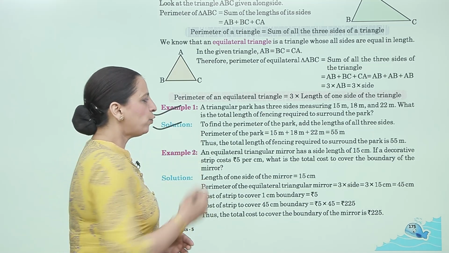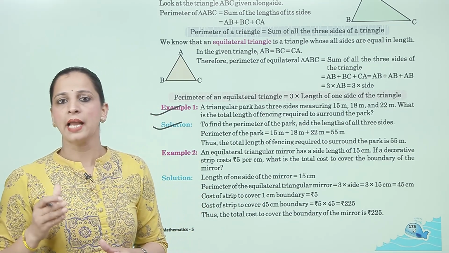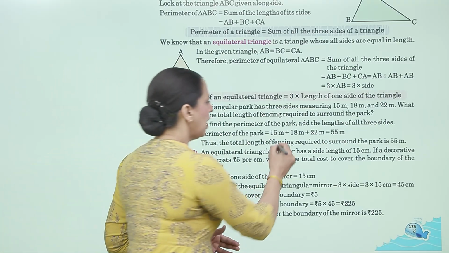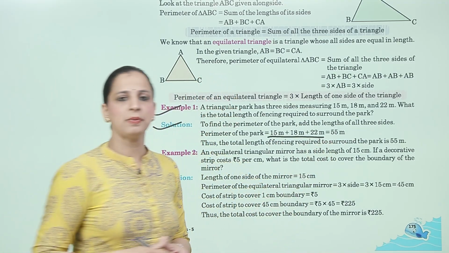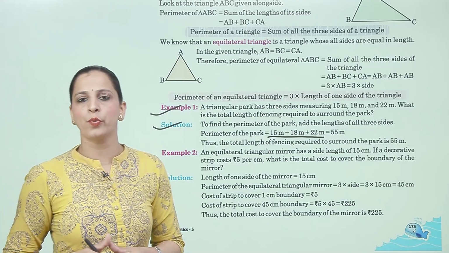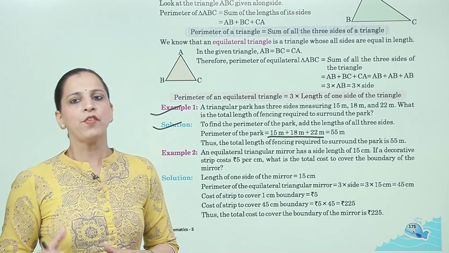Now solution, to find the perimeter of the park, add the lengths of all 3 sides. Perimeter of the park is 15 meter plus 18 meter plus 22 meter, that is 55 meter. Thus, the total length of fencing required to surround the park is 55 meter.